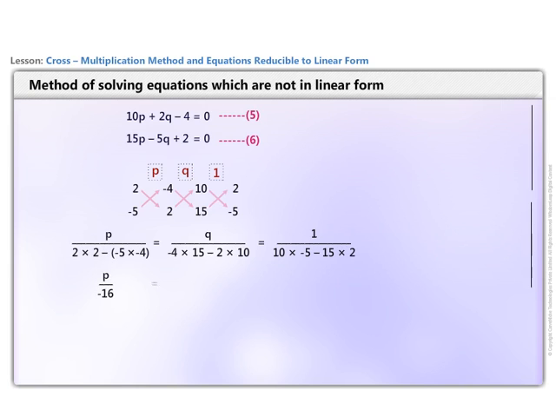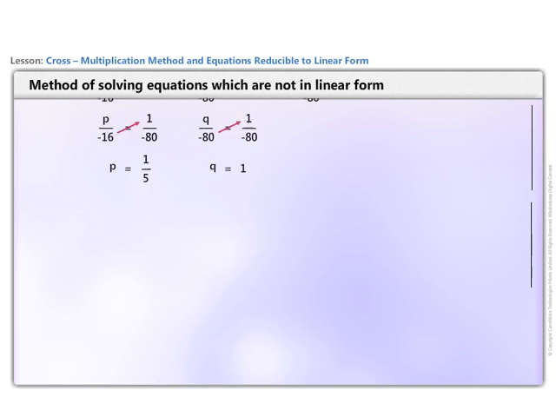we get p by minus 16 is equal to q by minus 80, that is equal to 1 by minus 80. This can be rewritten as p by minus 16 is equal to 1 by minus 80 and q by minus 80 is equal to 1 by minus 80. So, p is equal to 1 by 5 and q is equal to 1.